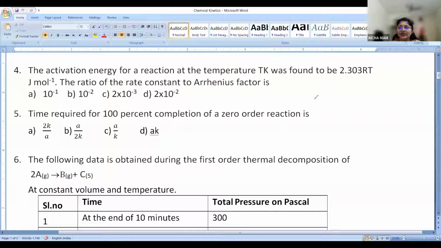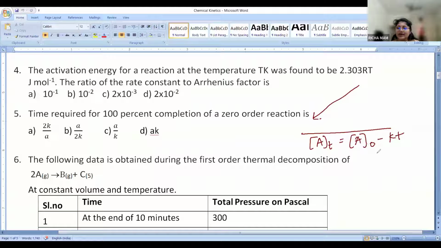So the concentration of the reactant will decrease as the time increases. The concentration will decrease linearly. So the concentration of A at time t is [A]₀ minus kt.